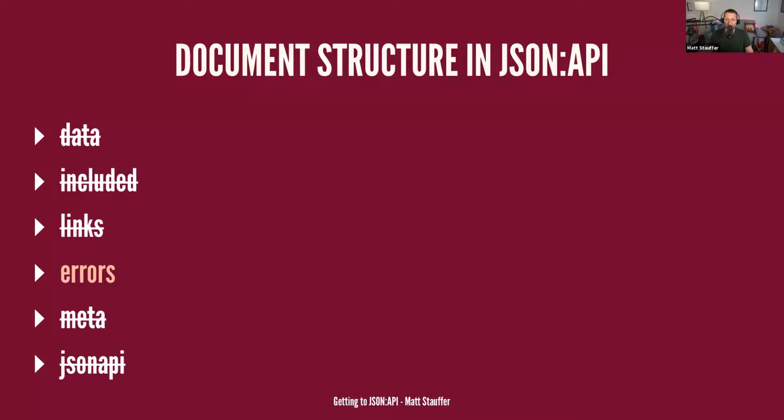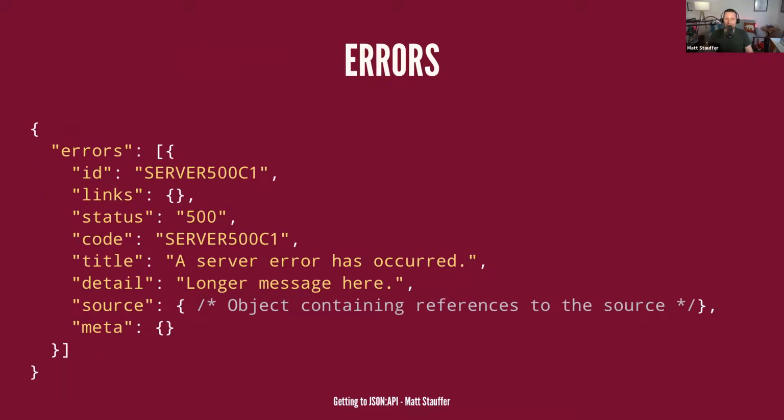And finally, errors. If anything goes wrong, you're not going to get data back. You're instead going to get an array back. And the array can have one or more items. And the items can have any combination of these keys, ID or links or status or code or title or detail or source or meta. And so source is containing references to the source, and I actually have not spent the time to really learn that one. I'm going to be totally honest with you, but it seems to me to be something about pointing to the pointers, and I don't know, it's not my world, so I've just ignored that one.